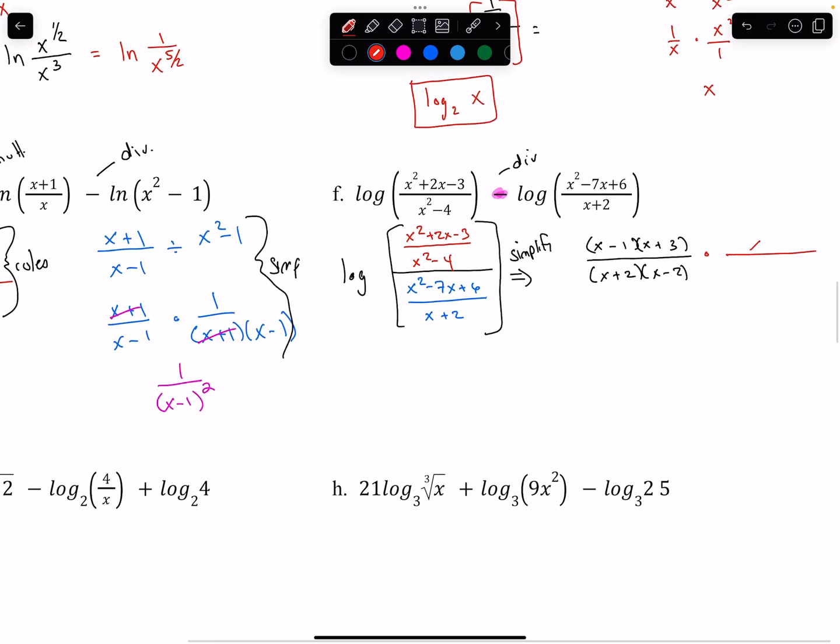So x plus 2 goes in my numerator. And then my denominator is going to be x minus 1 and x minus 7. Just joking. It's going to be x plus 1 and x minus 7. Just joking again. It's going to be x minus 6 and x minus 1. Sorry.